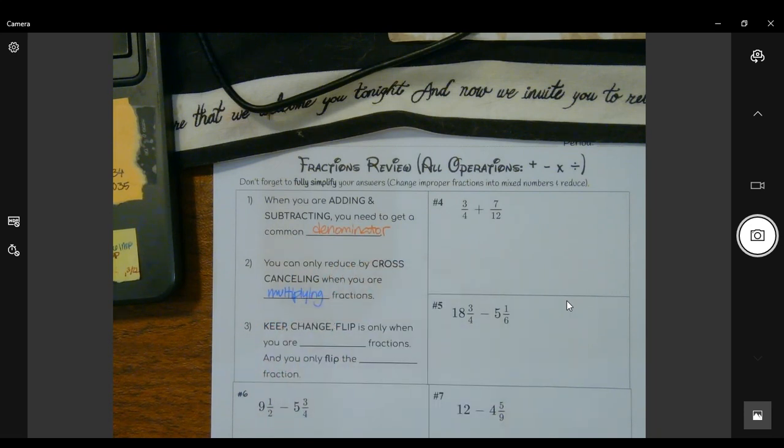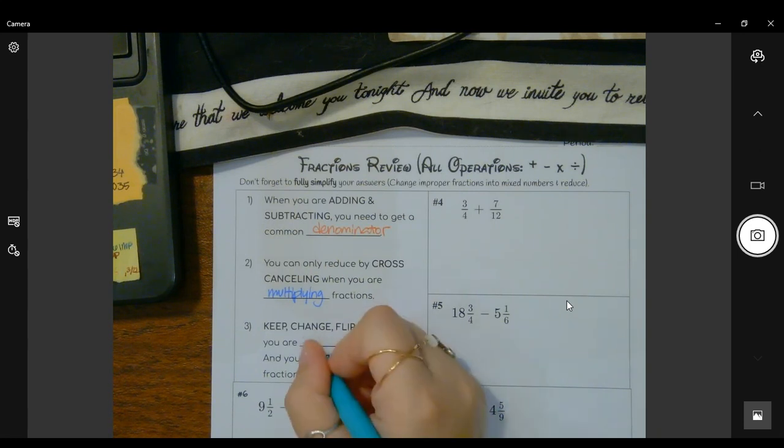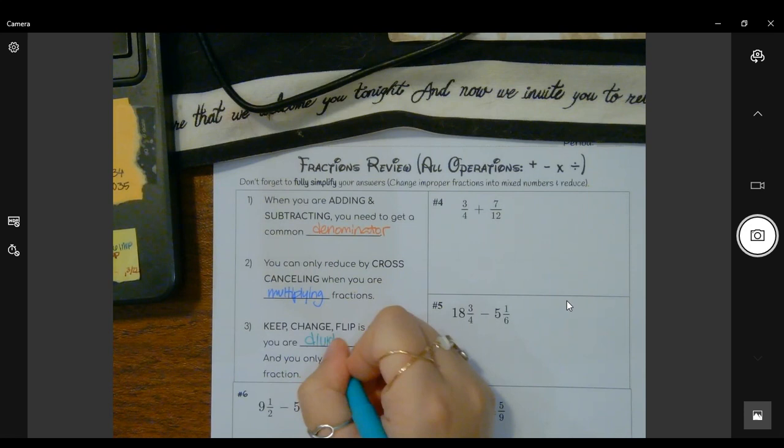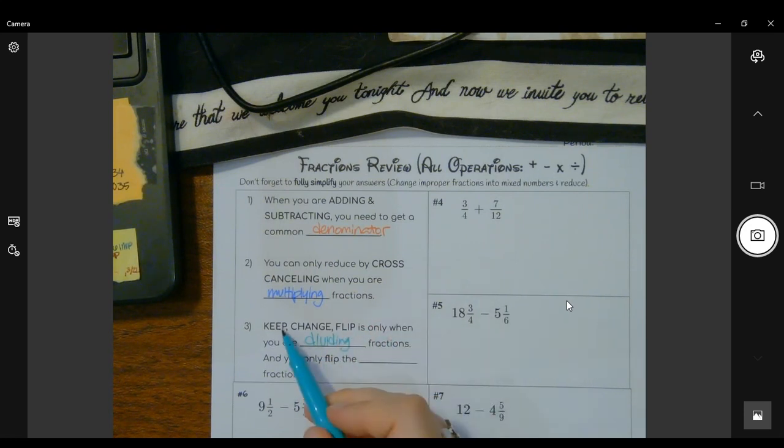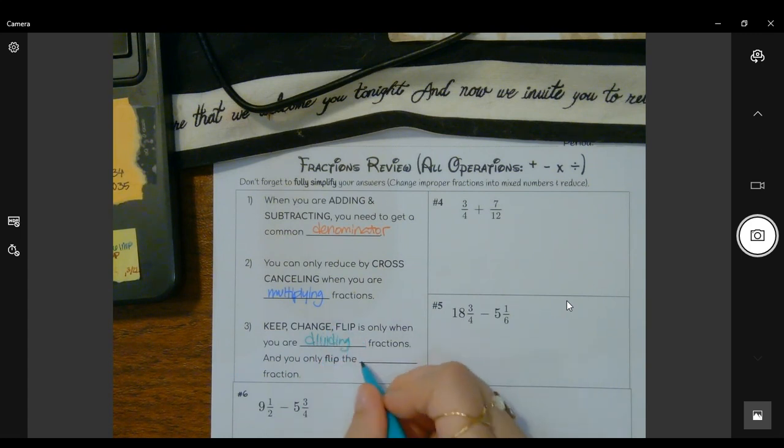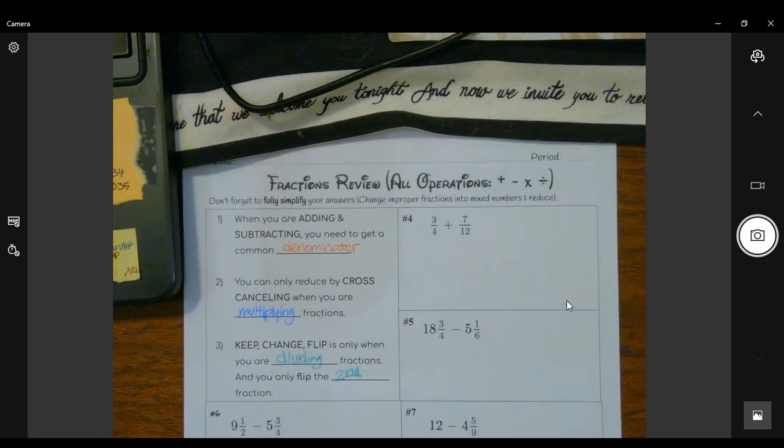And then keep, change, flip is only when you are, yes, dividing fractions. What that stands for is that you keep the first fraction the same, you change the division to multiplication, and you flip only the second fraction. Okay, let's go ahead and get started on these. Remember, you know how to do this, so try them yourself first, and then come back and unpause the video, and let's see how you did.